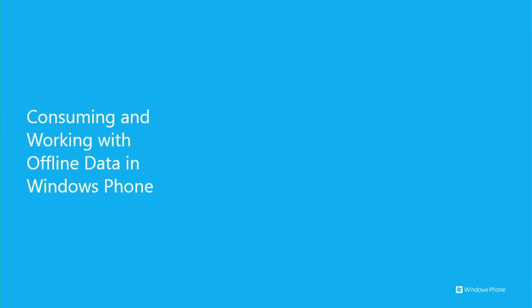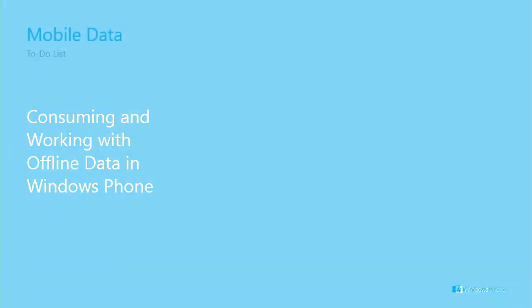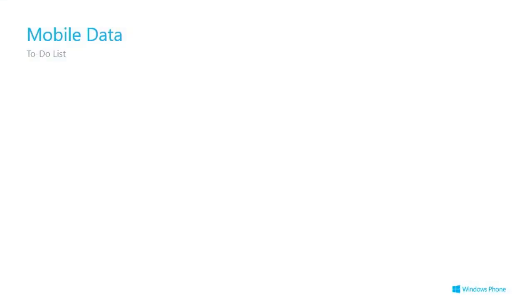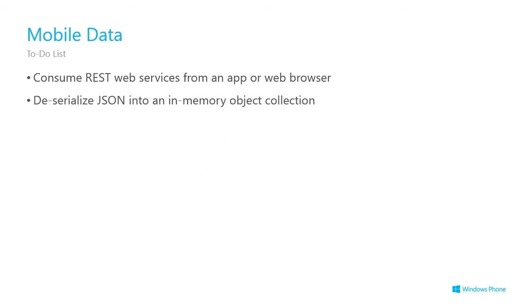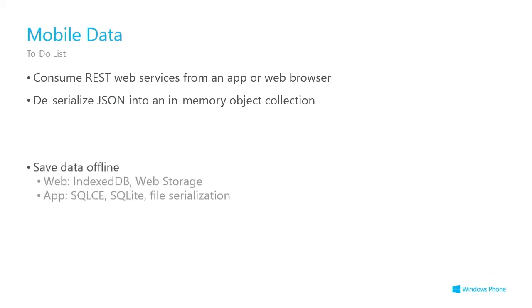So last but not least, this wouldn't be a device session if we didn't actually have devices consuming data, right? Wouldn't that be crazy? So mobile data, what's our little to-do list for this? We need to consume that REST web service either from an app or from a web browser, like an AJAX call on a browser. We need to deserialize the JSON, the collection of objects, the table, rows, and columns data, into an in-memory object collection that we can actually work with in our app.